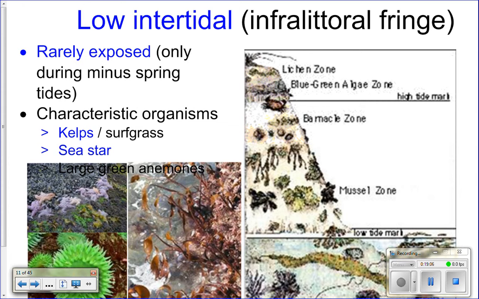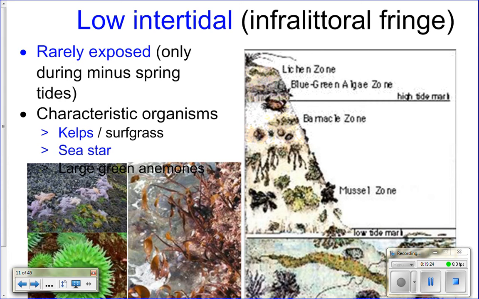And types of animals that you find here, sea stars. Okay, so sea stars, and the bigger green anemones, and then like kelp and surf grass and stuff. And so that's going to be down here. All right.